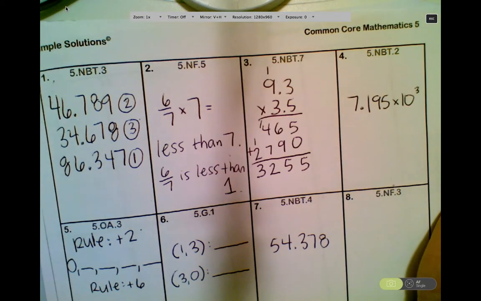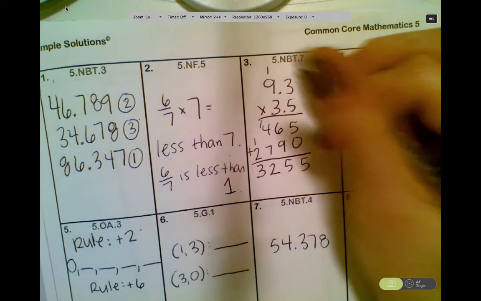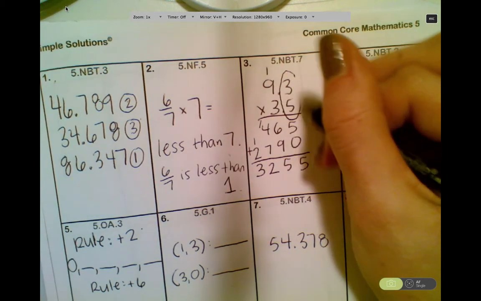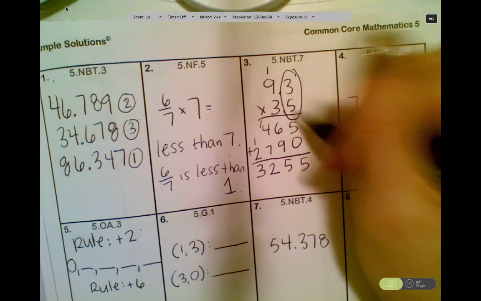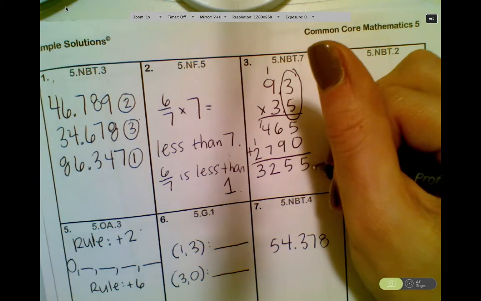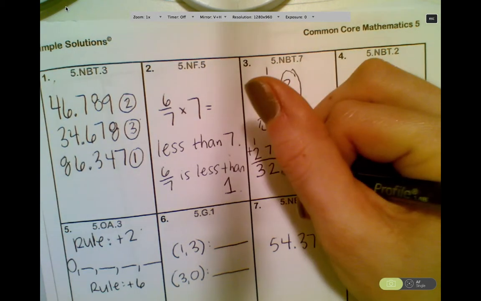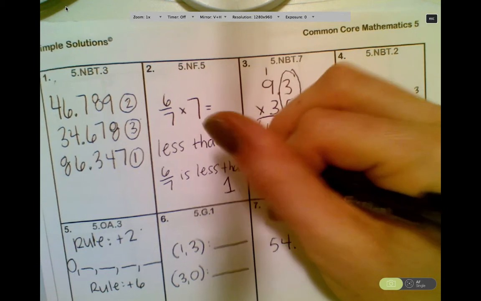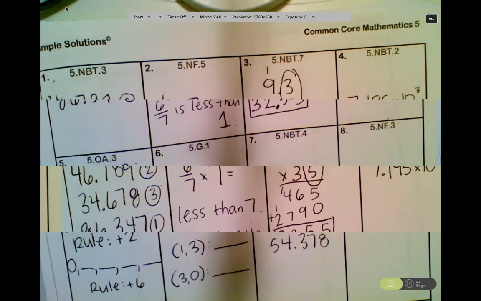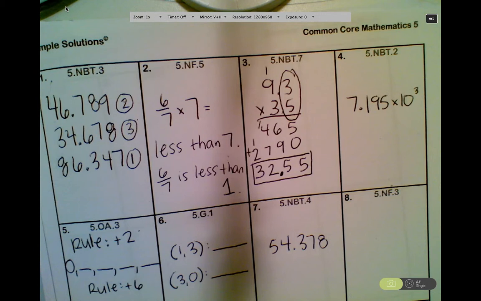Now I'm going to go back into my question and see that there are 2 numbers behind the decimal point in my question, which means I'm going to have 2 numbers behind the decimal point in my answer. So my answer is 32 and 55/100ths.